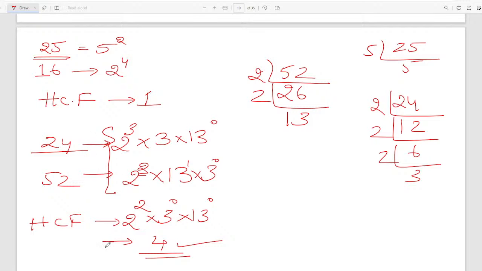And to calculate the highest common factor, we find the common primes and then take the least power. For example, the common factor here is 2. The least power is 2 square. And here it is 3. There is 3 here, and in this number 52, there is no 3. So it can be written as 3 to the power of 0. So the least would be 3 raised to 0, that is 1. And 13 also, 13 is not there in 24. So the least would be 13 raised to 0. So the HCF would be 2 raised to 2, that is 4. This is the method of calculating the HCF.